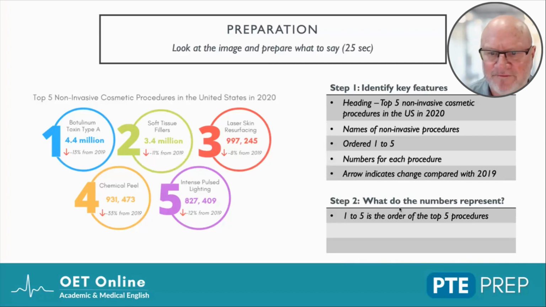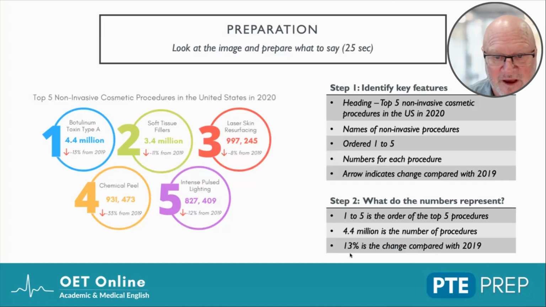Step 2, let's look in more detail at these numbers. Well, 1, 2, 3, 4, 5, that's the order in terms of popularity. And 4.4 million is the number of procedures. And 13% is the change compared with 2019. That's a change. So we've got the detail.